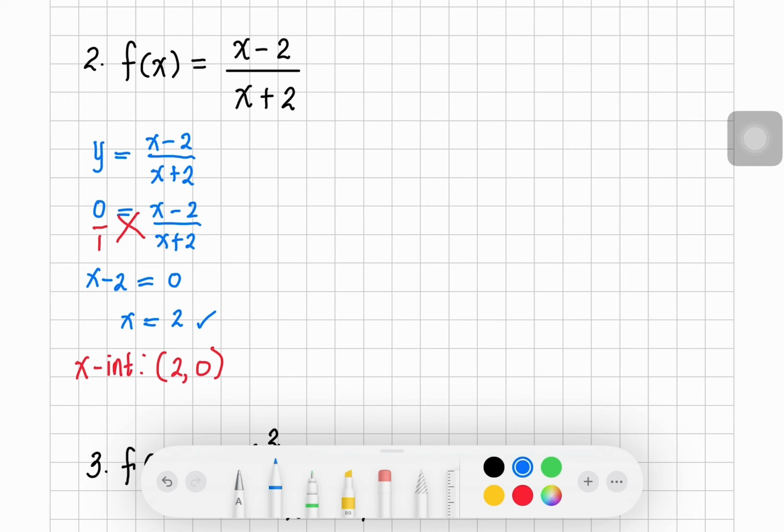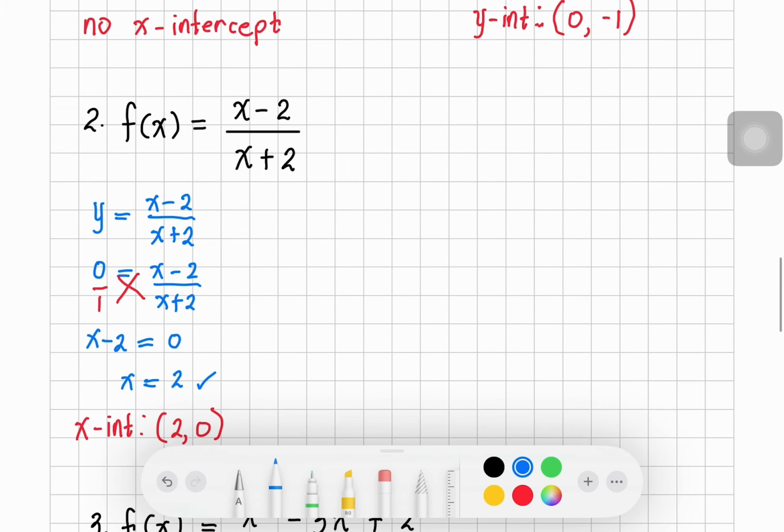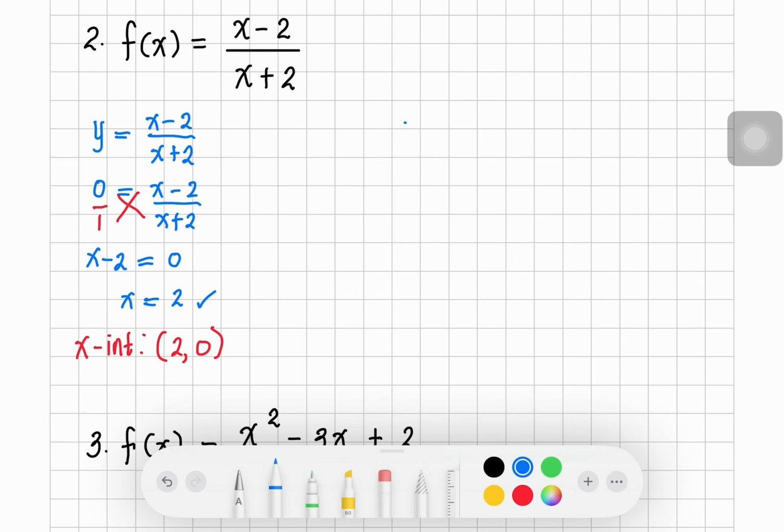And now, to solve for the y-intercept, okay, ano yung sabi natin doon? To solve for the y-intercept, let x be equal to 0. Okay? So, meaning, y equals x minus 2 all over x plus 2. So, y now is equal to, so yung x natin dyan guys, gagawin natin 0. So, lahat ng x gawing 0. And then 0 minus 2 and then 0 plus 2.